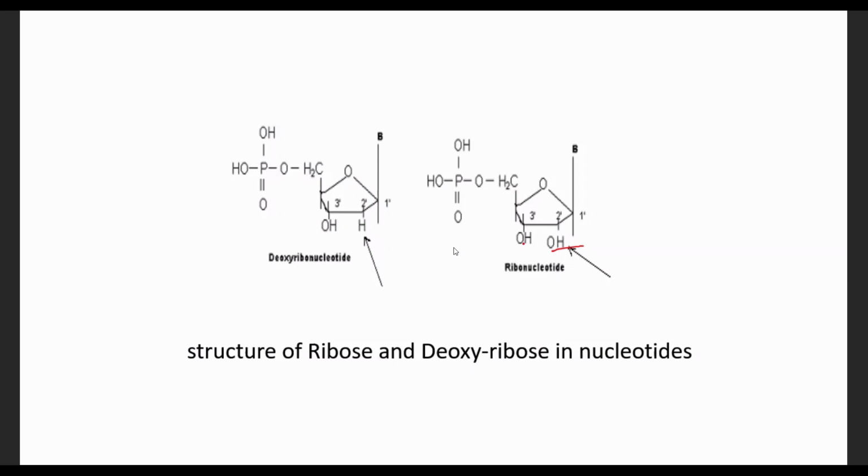This one is involved in the phosphodiester linkage. The carbon number 3 OH group is also involved in the linkage with the phosphate group. Carbon number 1 OH group is involved in the base attachment. So we have an unreacted OH group. This will be attacked by other chemical agents. So this one becomes less stable.